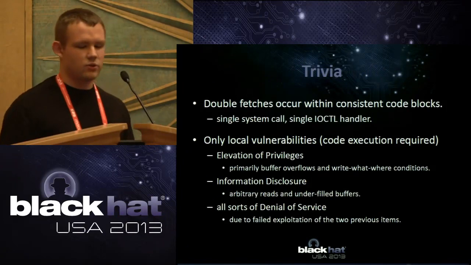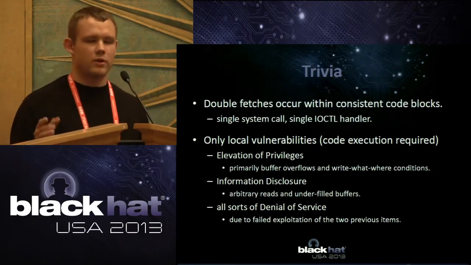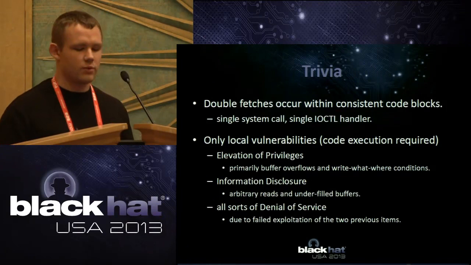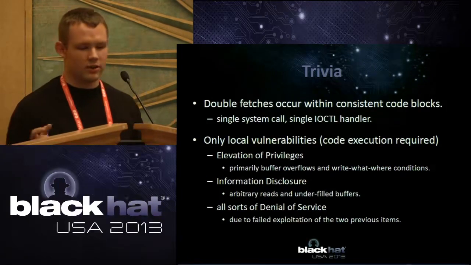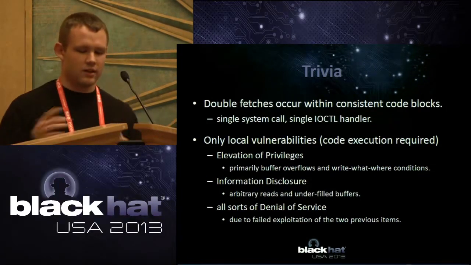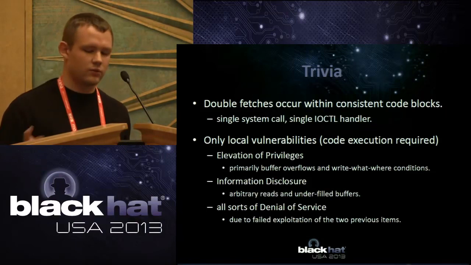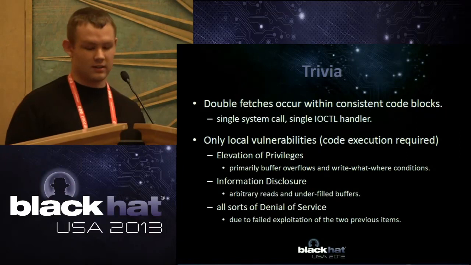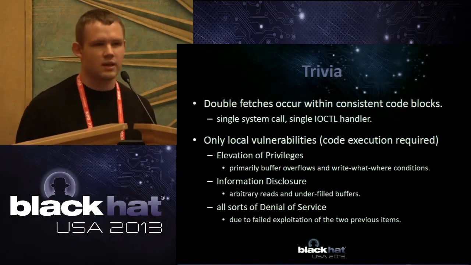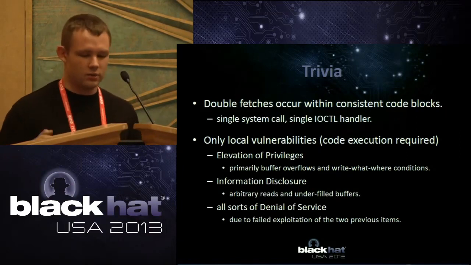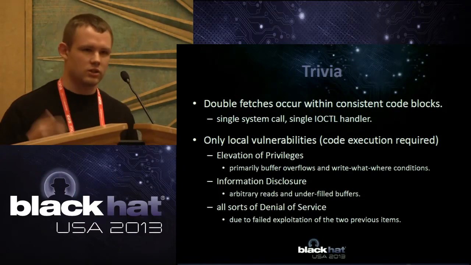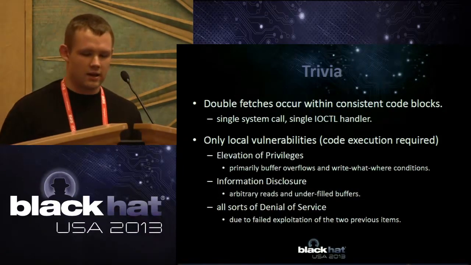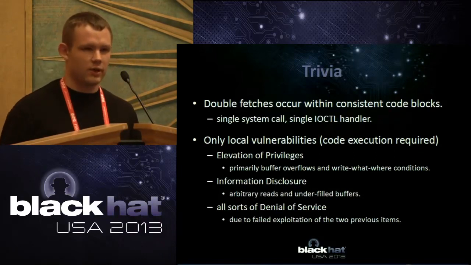When it comes to the trivia of double fetches, they usually occur within consistent code blocks, either within single system calls or IOCTL handlers, or in general consistent code blocks that are invoked from user mode. And if you find a double fetch, the maximum impact that you can get from it is local bugs. You cannot really find remote ones, because in order to actually flip the user mode memory that is being raced against, you have to have code execution to have a thread which flips the value continuously.